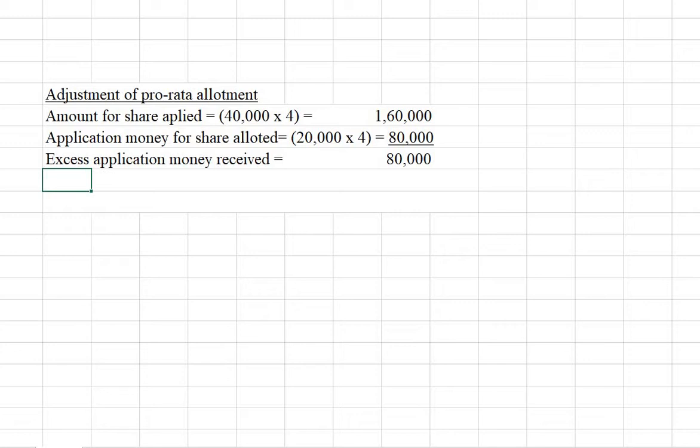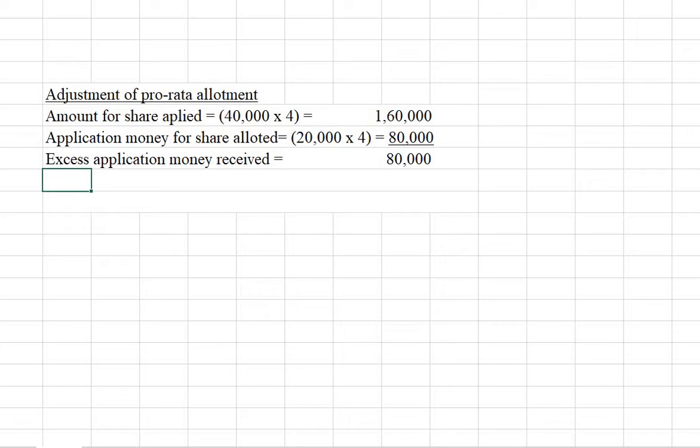For these allotted 20,000 shares, they have to pay allotment money at the rate of rupees 3. That means 60,000 rupees they have to pay. But we have already received how much? 80,000. That is more, no? So can we transfer all the 80,000 to allotment? No, not at all possible, because they need to pay only 60,000 rupees.